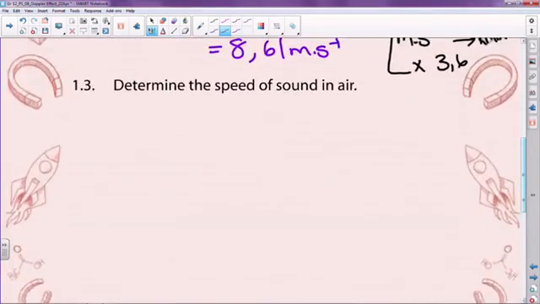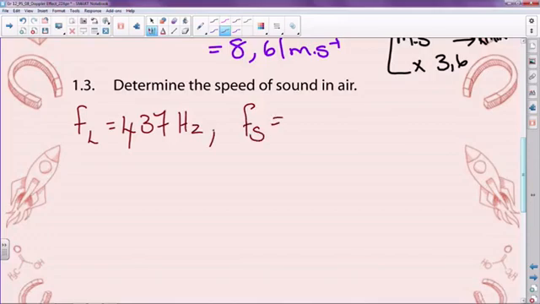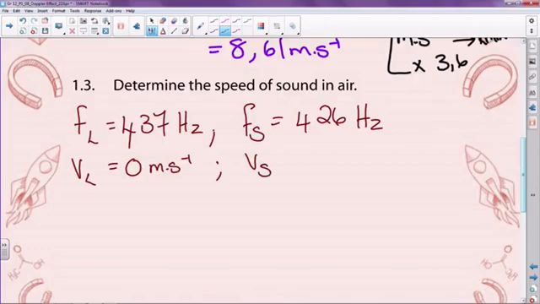So this is what we know. The frequency that the listener observes was, where is it, 437 hertz. The frequency of the source was 426. The listener isn't moving, and the source is going at 8,61 meters per second. That's why they made you work it out.